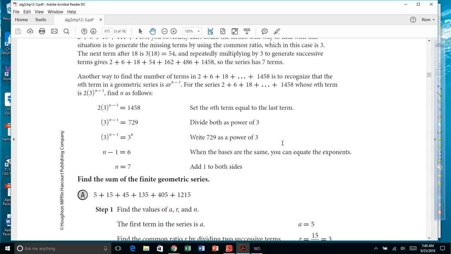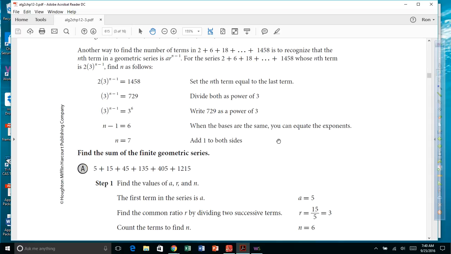Another way to find the number of terms in 2 plus 6 plus 18 plus ... plus 1,458 is to recognize that the nth term in a geometric series is a times r to the n minus 1. For this series, the nth term is 2 times 3 to the n minus 1. Find n as follows.